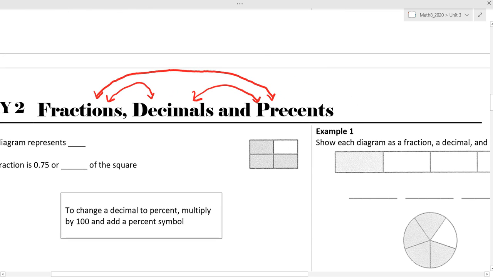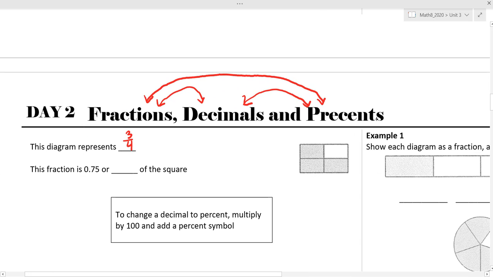So if I gave you this question last unit and said, what fraction does this diagram represent? Yeah, 3/4. 3 out of 4 are shaded. Now, how do we turn that 3 out of 4 into a decimal? You guys know how to do that? Don't you times it by 100? No, you're stepping ahead here.